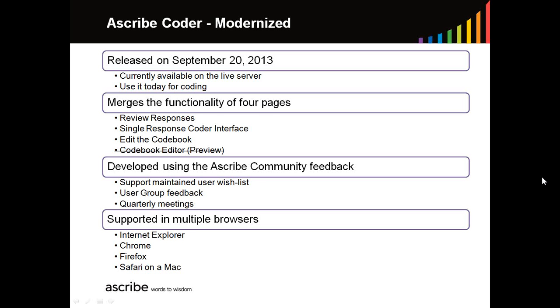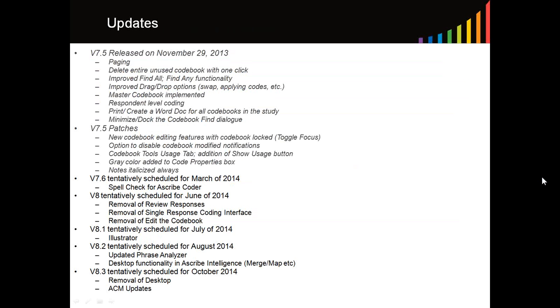Ascribe Coder was also rewritten so that it was supported in multiple browsers. So you can use Internet Explorer, Chrome, Firefox, or Safari on a Mac to access Ascribe Coder. A question that comes up: I use Chrome, and you'll see my demo in Chrome. There are still tools in Ascribe that aren't supported in Chrome, Firefox, and Safari, and those tools are Review Responses, the Single Response Coder Interface, Edit the Codebook, and Phrase Analyzer. We'll talk a bit more about Phrase Analyzer in just a minute.